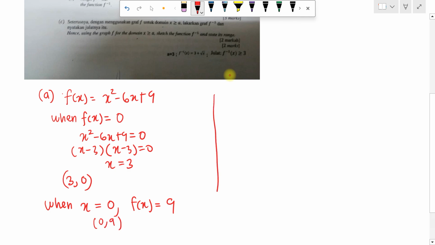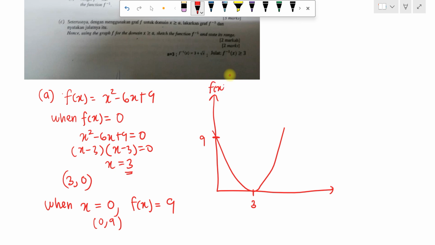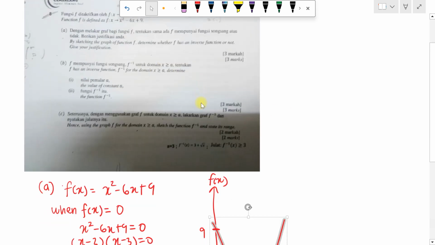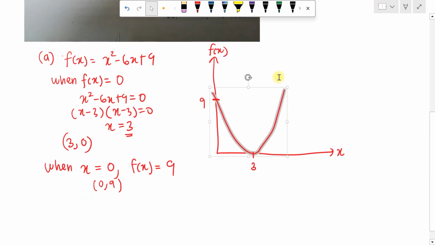So when you draw a graph, it only touches one point, 3. So maybe like this. This is your graph. So here is your 3, (3, 0), and this should be your 9. Okay, so that's how you draw. f(x), and this is your x. So if you see this function, this is the shape of the graph. You want to determine whether f has an inverse function or not.